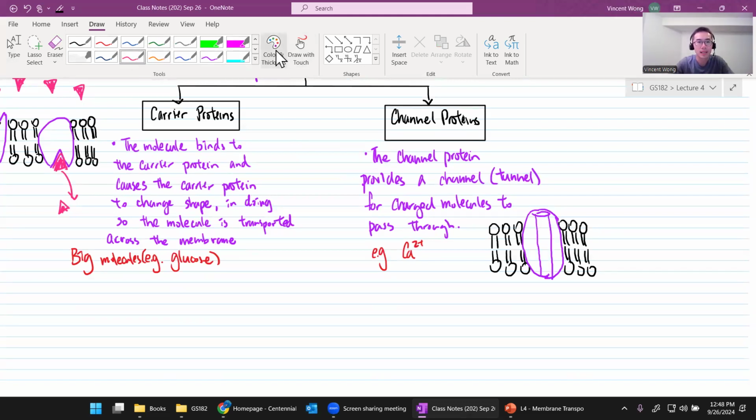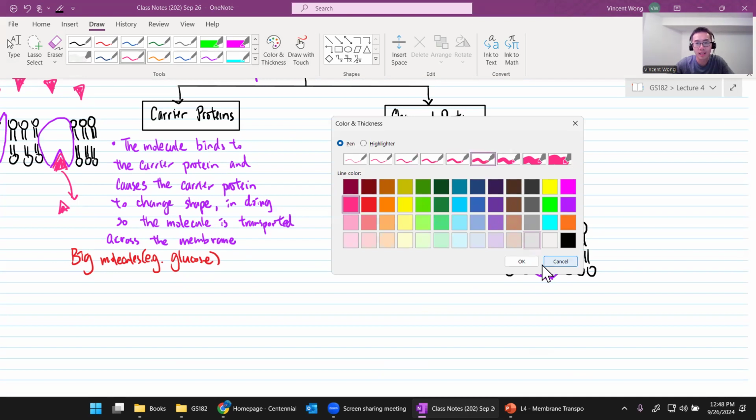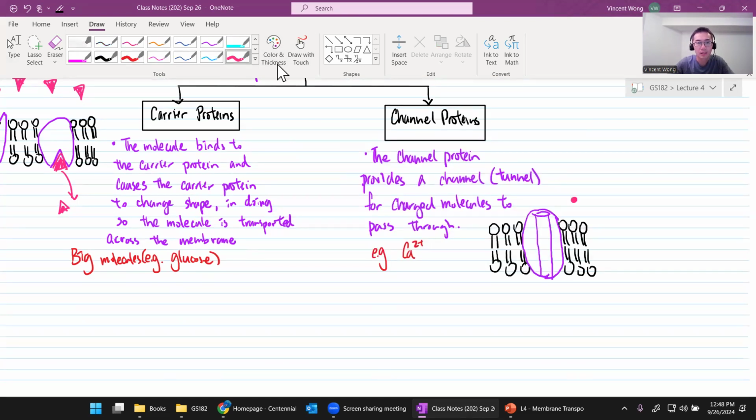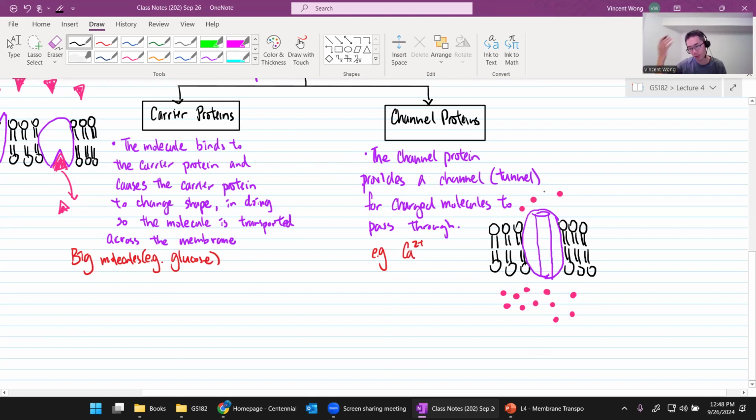All right, so let's say you have a lot of these guys. Actually, I'm not gonna have a lot of them. I'm just gonna have a few because I don't want you to get the misconception that it's always going into the cell. The direction is not always in. It could be out as well. It depends on which side has higher concentration, right? And it's always gonna go from high to low.